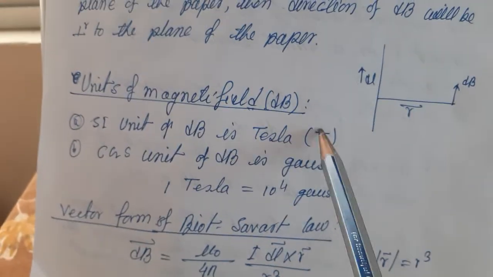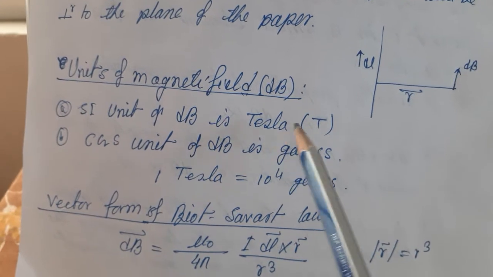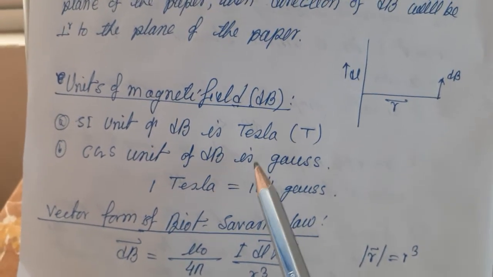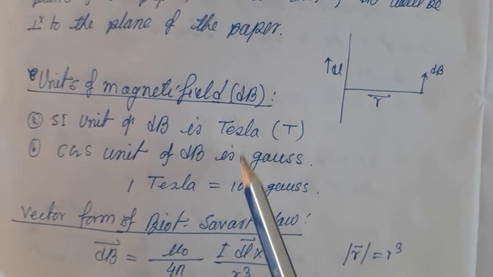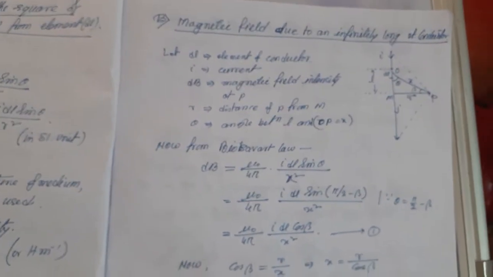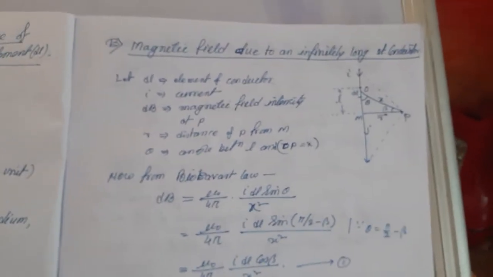The unit of magnetic field: the SI unit is Tesla and the CGS unit is Gauss. Okay, I will distribute these papers to you on WhatsApp, so it may not make any problem for you to understand.